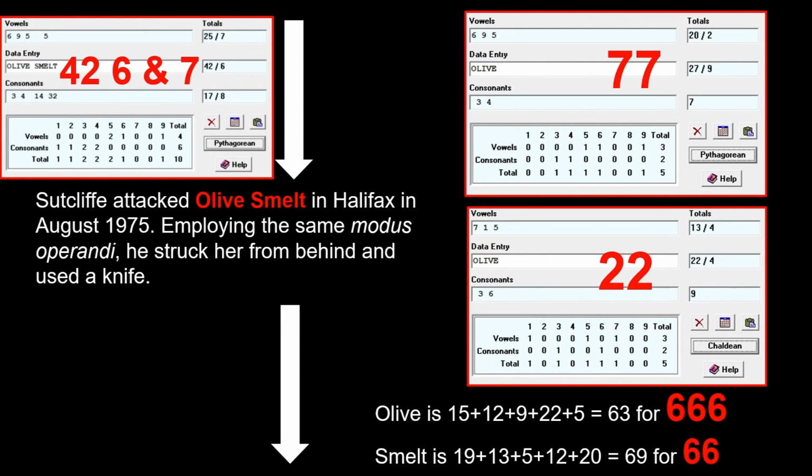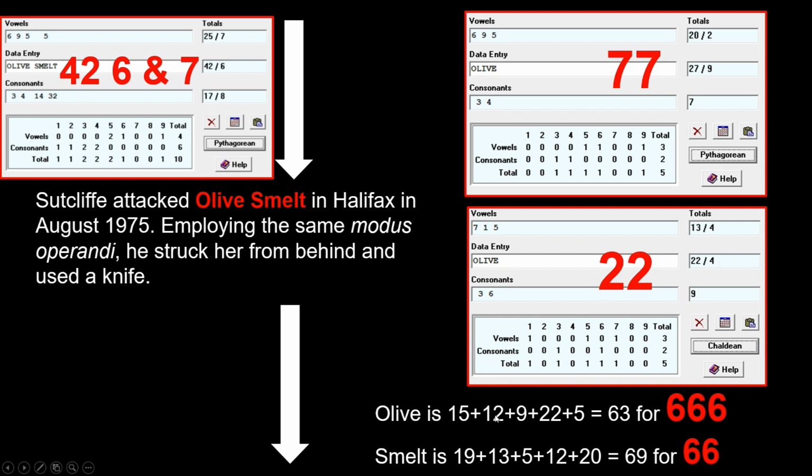So we're well into the victims now. This one was Olive Smelt. Now maybe she did, I don't know, but bit of a pun in that name. Whether it was meant, who knows? Just a coincidence, and she just had an unfortunate surname. But that comes to 42 in Pythagorean, so we've got our 6s and 7s there. And Olive is 27 in Pythagorean for 2 7s for 7-7. But look what it is in Chaldean. We've got that 22 appearing again. So 22 seems to be throughout this story.